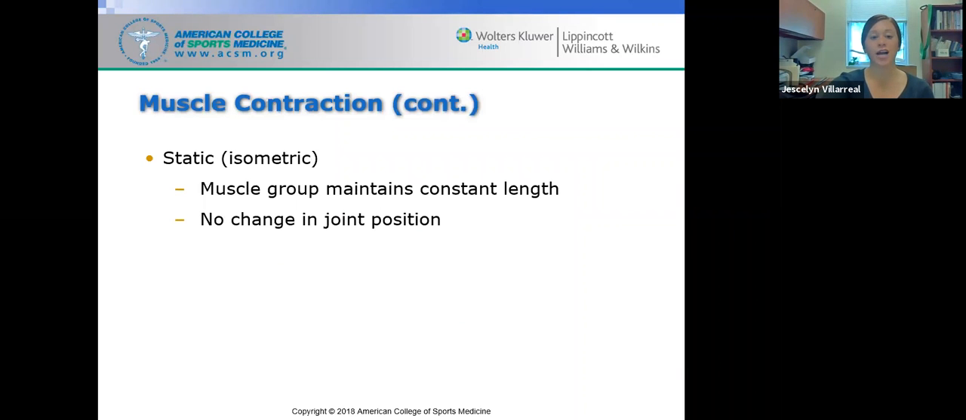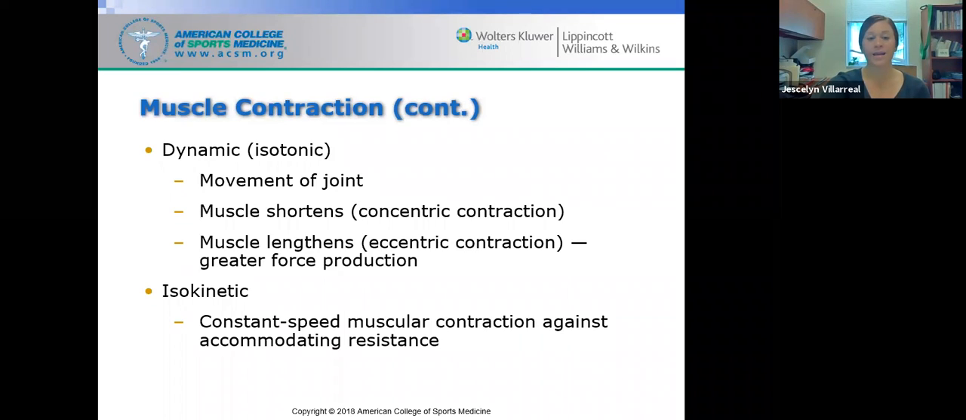Types of muscle contraction, you have isometric. This is holding a position at constant length. So let's say a plank. Let's say a squat, sit, squat, hold, okay, isometric. Dynamic, now we're moving, okay, movement of a joint. This could be a lunge, this could be a squat, this could be a bicep curl. Okay, isokinetic means constant speed, muscular contraction against an accommodating resistance. So usually that's with a machine.